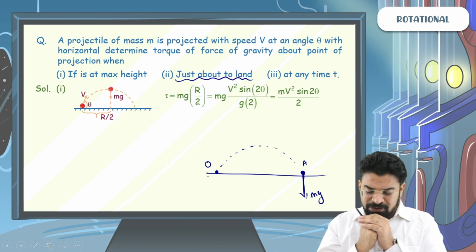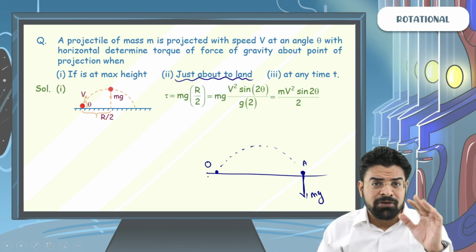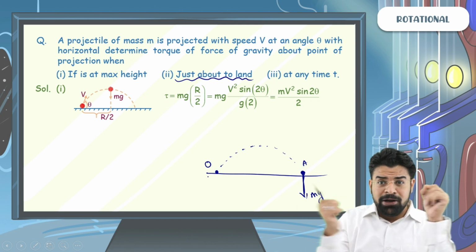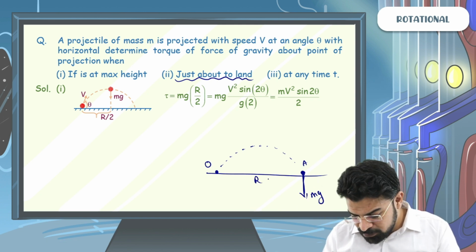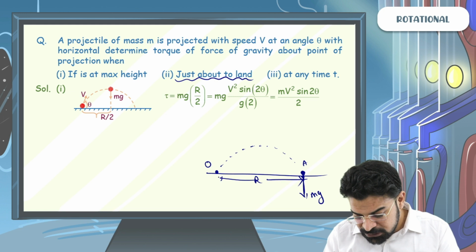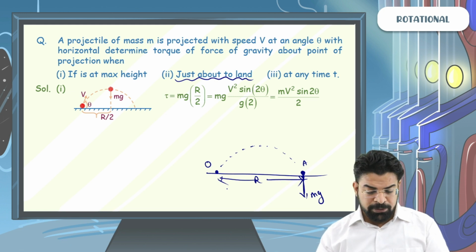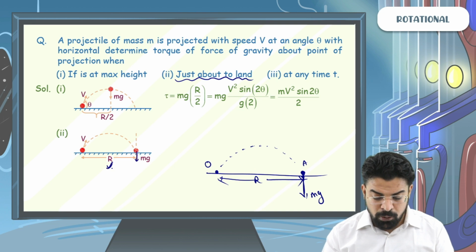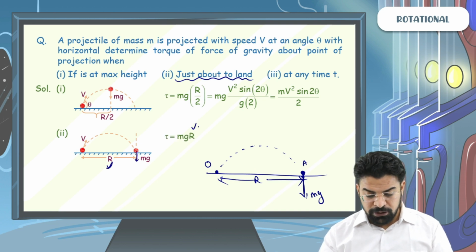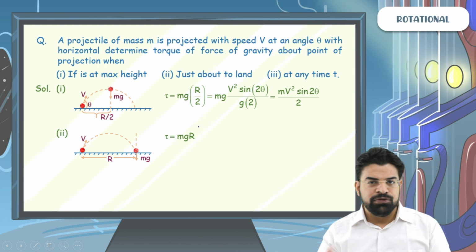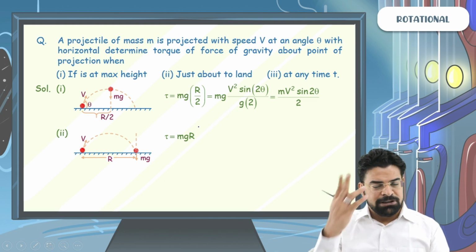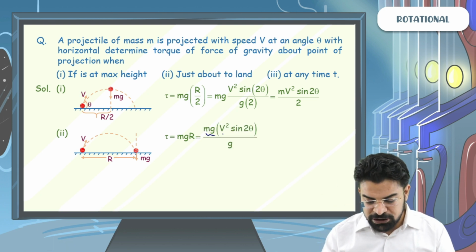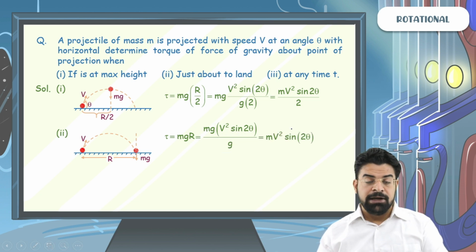How to write this torque? Sir, easy. Torque equals force times length perpendicular. Here the length perpendicular will be equal to the entire range. So the torque will be simply equal to mg into R. We know that R equals v square sine 2 theta by g from our study of projectile. So you simply get mg into v square sine 2 theta by g. Cancel out g and g. You get m v square sine 2 theta.